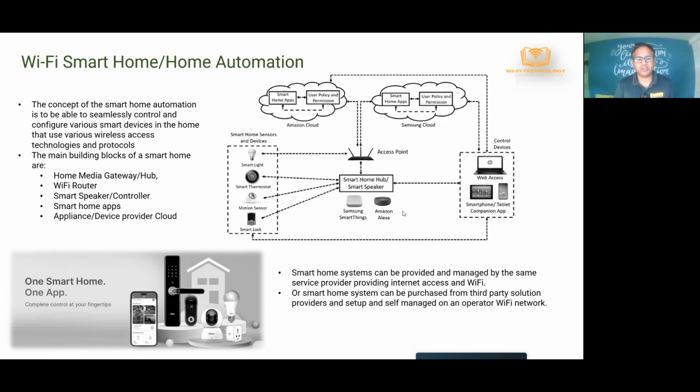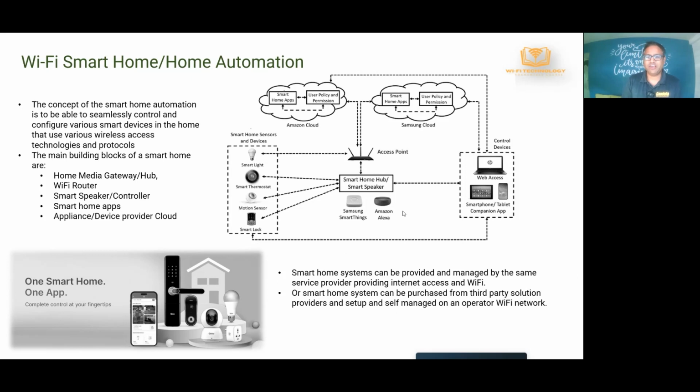We have devices like Amazon Alexa and Google devices, Samsung SmartThings, other devices that act as the hubs that can talk to all these sensors and IoT devices in the home using possibly other wireless technologies like Bluetooth, Zigbee, Z-Wave, and other methods. And then they will connect via Wi-Fi to the access point.